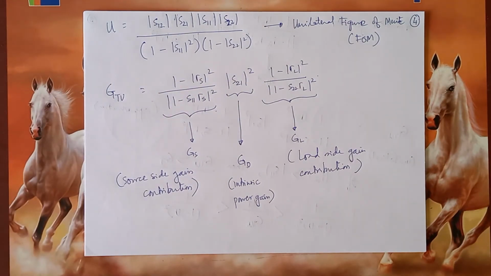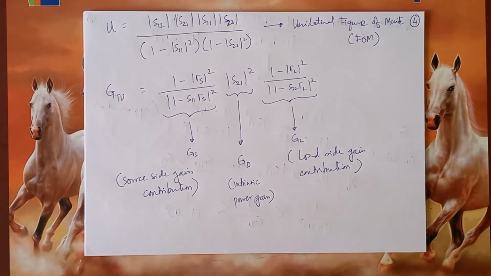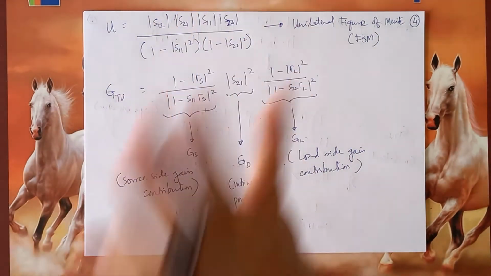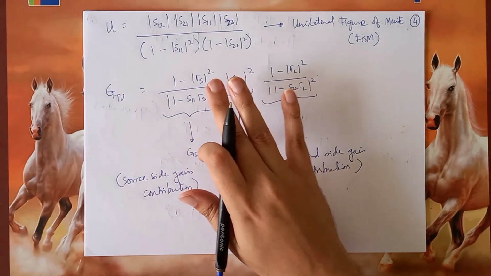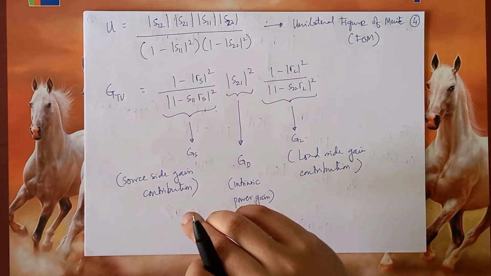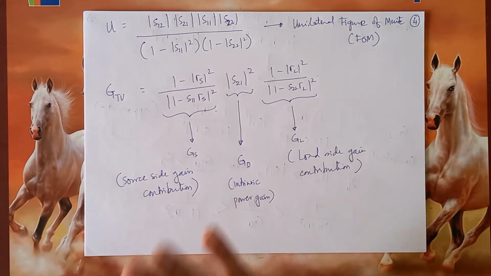So the question is now, suppose we want our GTU to be the maximum possible. Suppose the question is, given the source and the load connected to the amplifier, what is the maximum possible gain we can extract out of it? Or the other way of asking this is, can we design our source and load impedance in such a way that the amplifier can give maximum gain?